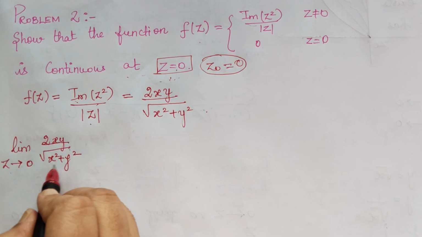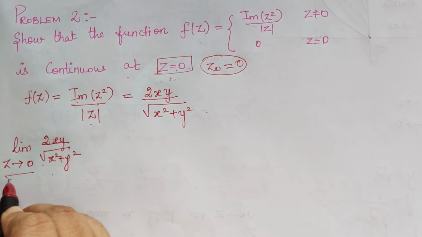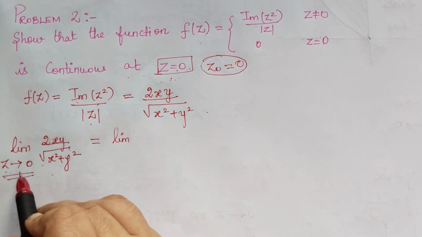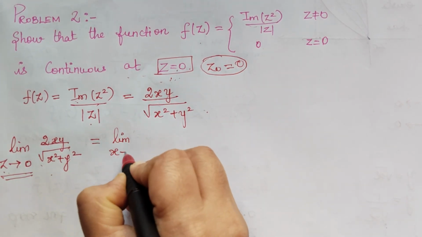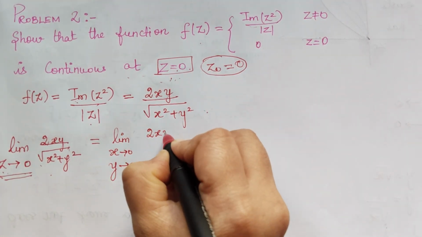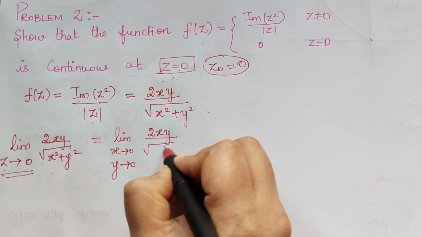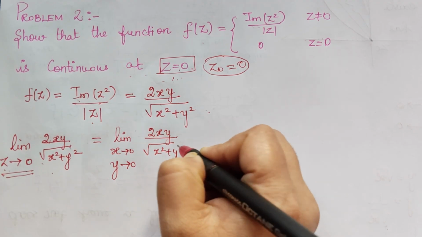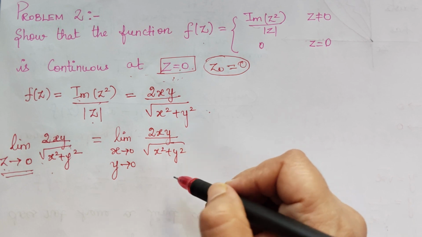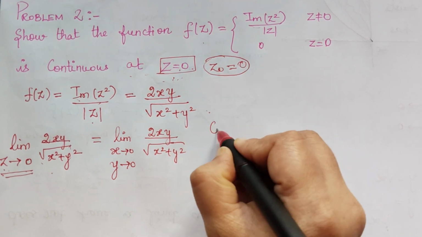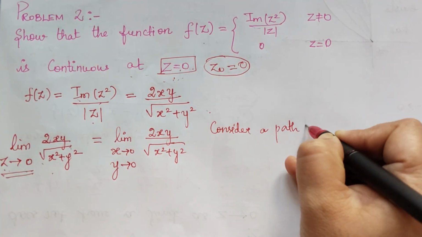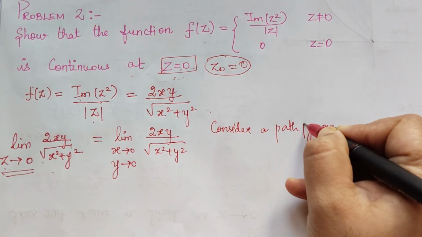Since the function is in terms of x and y, we have to change the limit also in terms of x and y. Since z tends to 0 and z is equal to x plus iy, x will tend to 0 and y will also tend to 0, and we will have 2xy divided by square root of x square plus y square. Now in order to prove that the limit exists, we have to prove that the limit is unique along different paths. So what path are we going to consider? y is equal to mx. This path we shall consider.